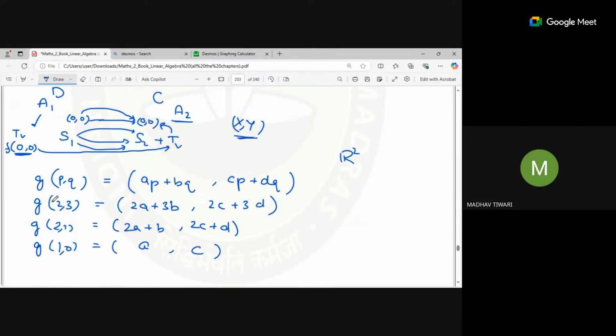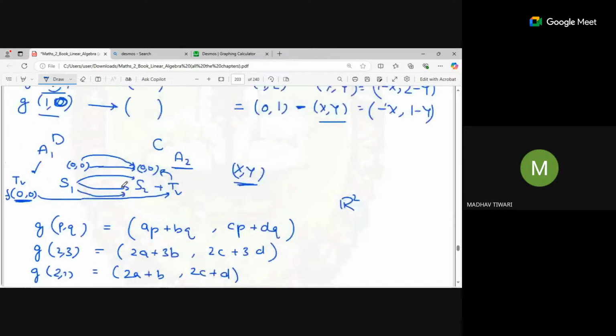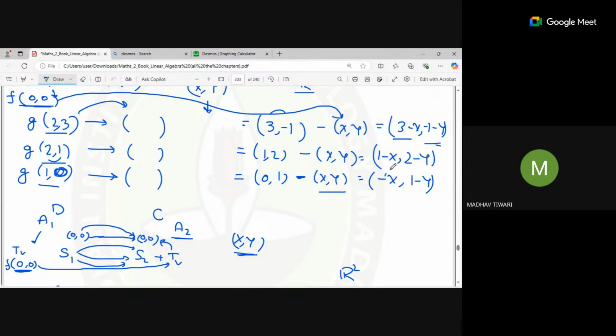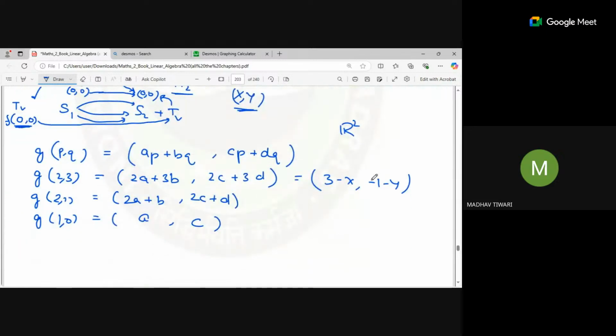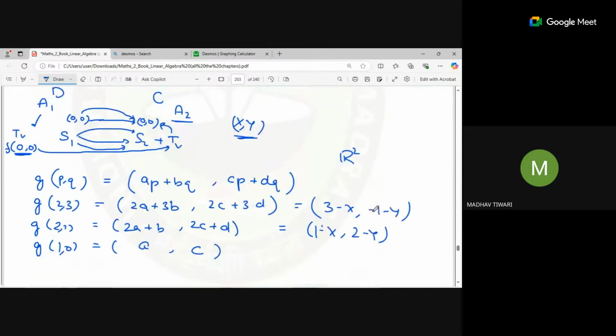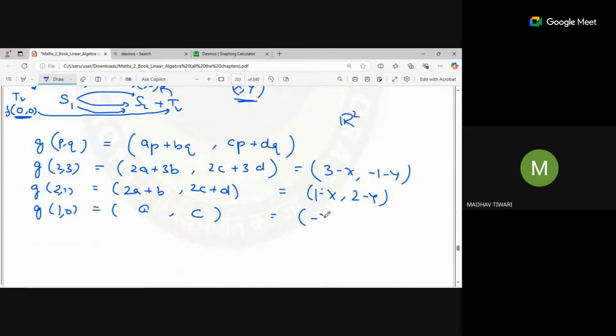But their transformation we already figured out. It should look like this: x and y, where these are the coordinates of the translatory vector. 3 minus x, let me write down here, it is 3 minus x, minus 1 minus y, right? 1 minus x and 2 minus y. And the other one, minus x, comma 1 minus y. So from here, you got this.